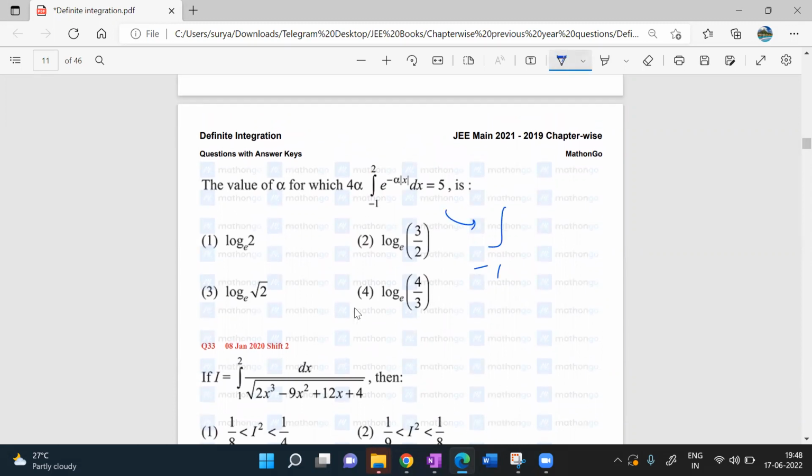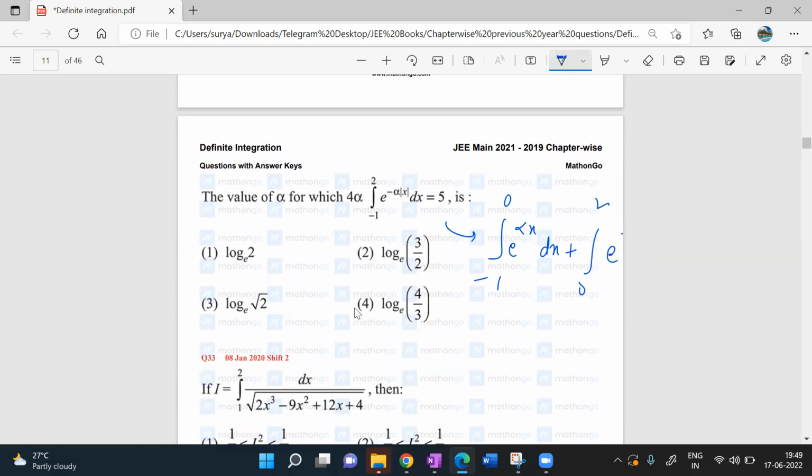We can split it as integral from minus 1 to 0 of e to the power of alpha x dx, plus integral from 0 to 2 of e to the power of minus alpha x dx, is equal to 5, given. Now just keep solving, beta, you will get the answer. This is the hint I can give you. Very, very simple question. Next.